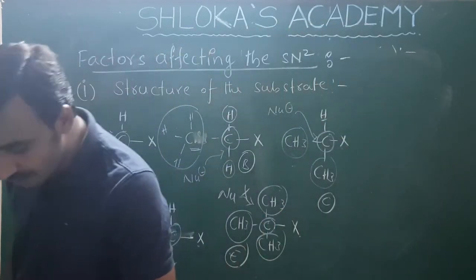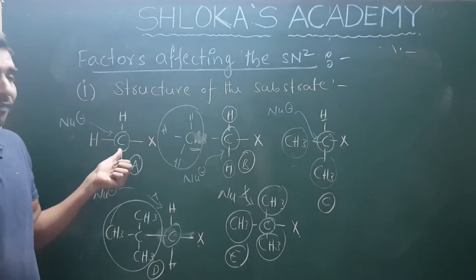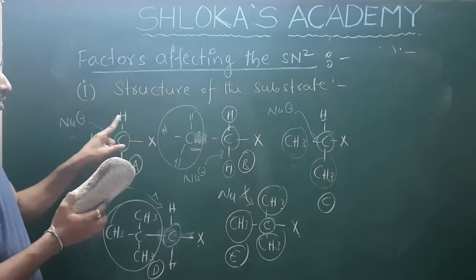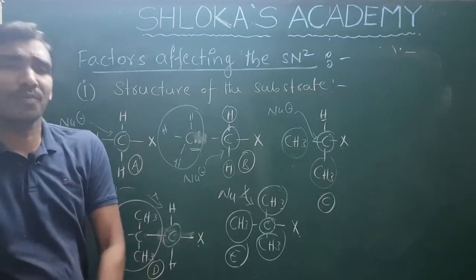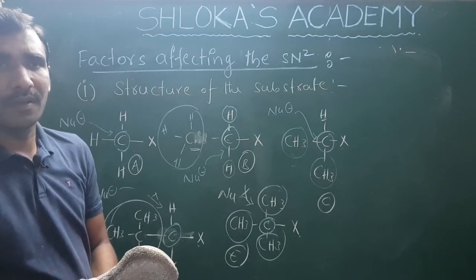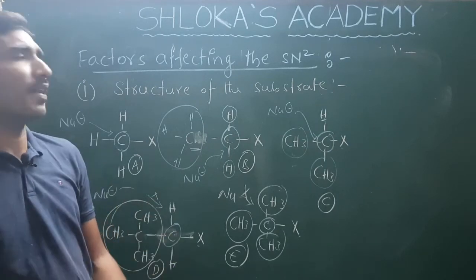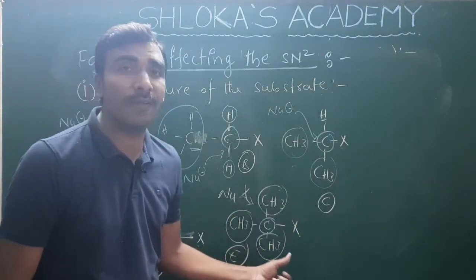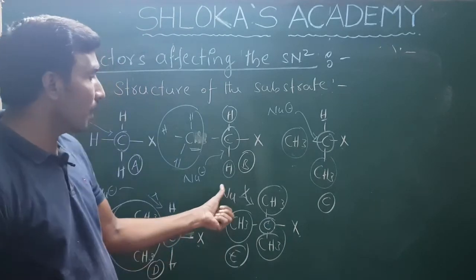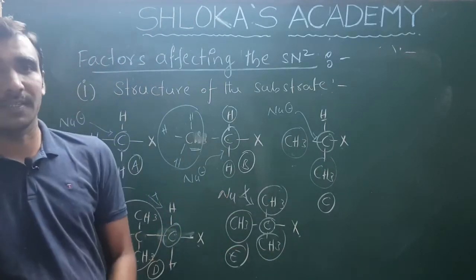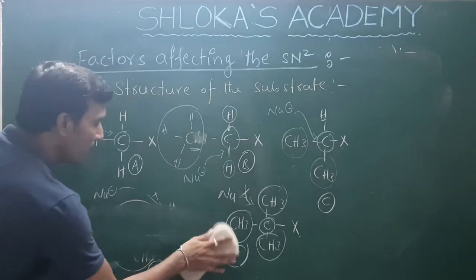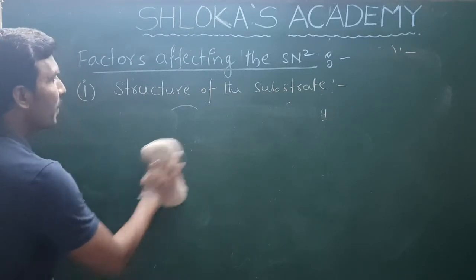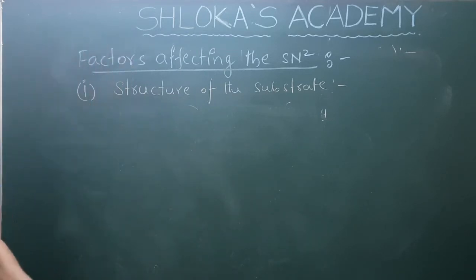So simply, if the carbon where the nucleophile has to attack is attached to small atoms or small groups, the reaction is quite easy. There is no disturbance, there is no steric hindrance. In the same way, in a substrate where the carbon is attached to a bulky group, the attack of the nucleophile will become very difficult. So if I take A, B, C, D, E, what is the order? A greater than B greater than C greater than D greater than E. So I can generalize this statement.